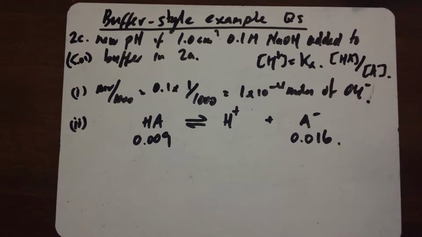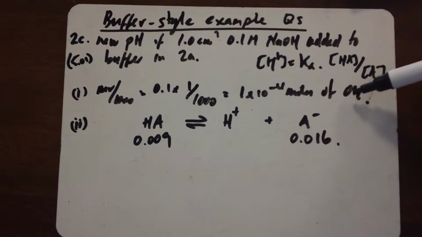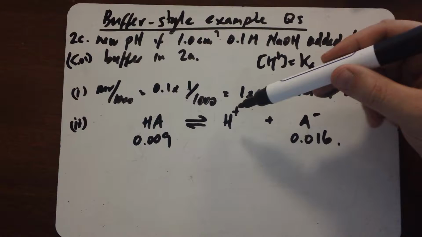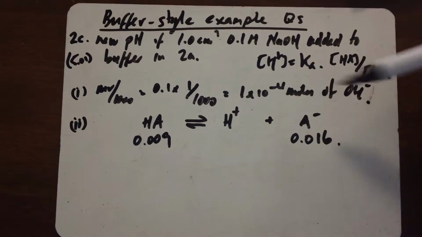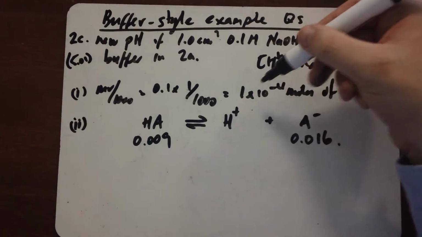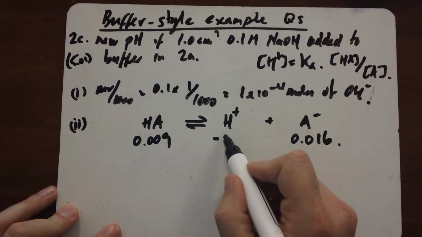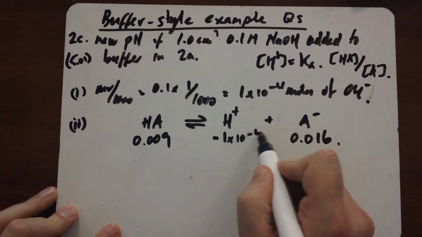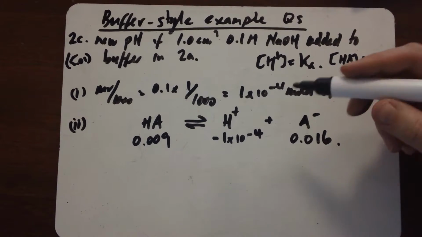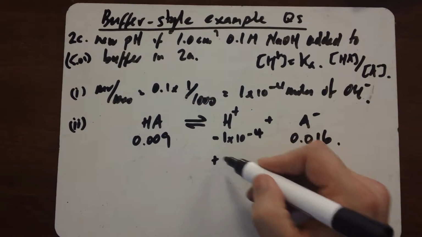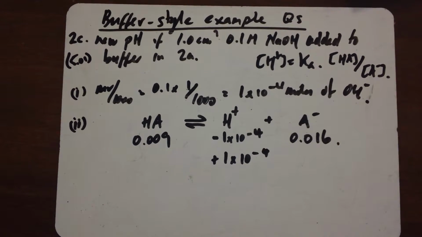Now, in this case, we are adding 1 times 10 to the minus 4 moles of OH minus. The OH minus is going to react with the H plus and remove it because it neutralizes. They combine to make water. So by adding this amount of OH minus, what we're actually doing is taking away 1 times 10 to the minus 4 moles of H plus. Now the system's going to oppose that change by replacing it. So we get a net no change in H plus concentration.